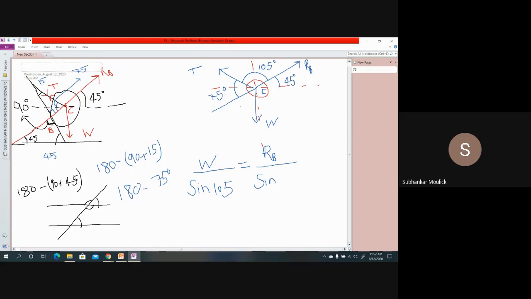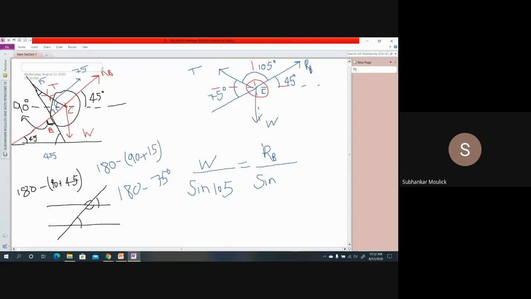RB divided by the sine of the opposite angle. The opposite angle will be the angle between T and W. How much will the angle between T and W be? Say 1 to 5. 125 degrees.